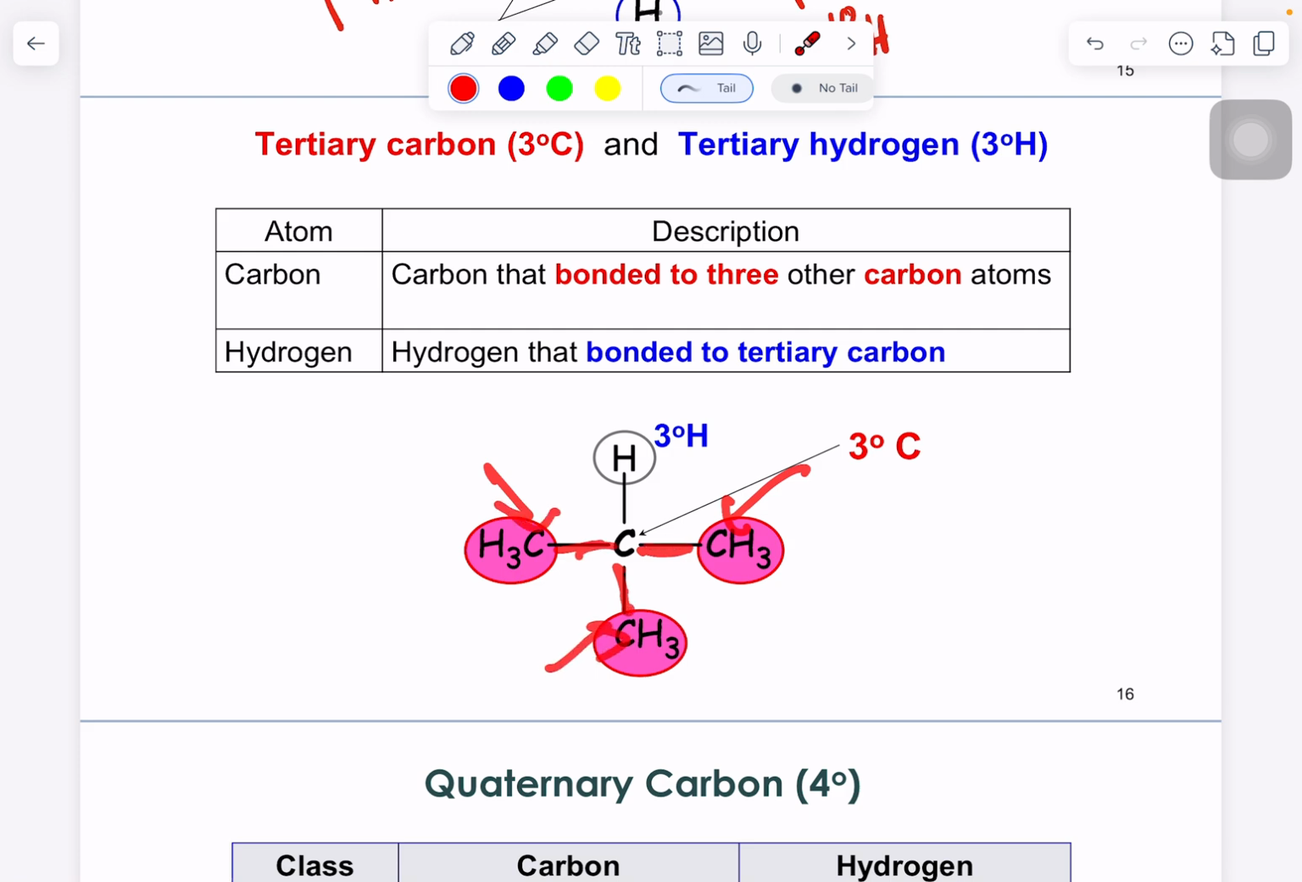Okay, 1, 2, 3 bonded to another carbon. So we can classify the carbon as a tertiary carbon. There is only one bond to the hydrogen. So this hydrogen is a tertiary hydrogen because the carbon is a tertiary carbon. Okay, hydrogen will follow the class of the carbon.